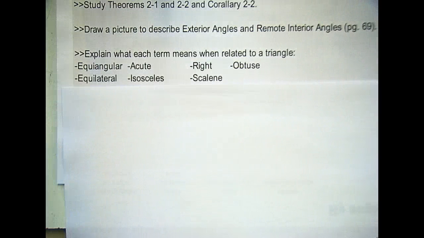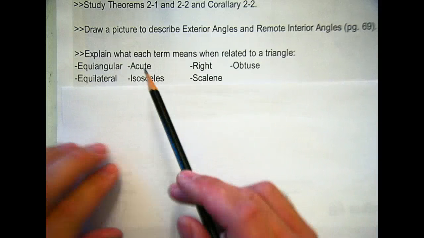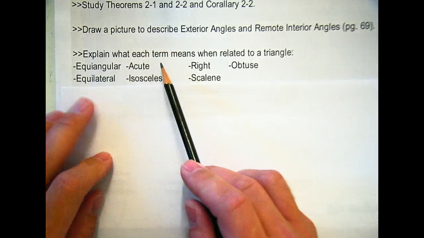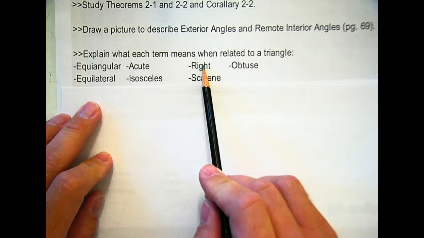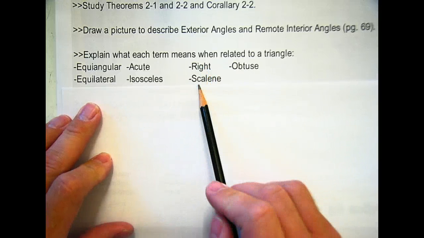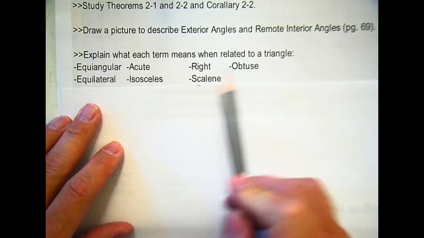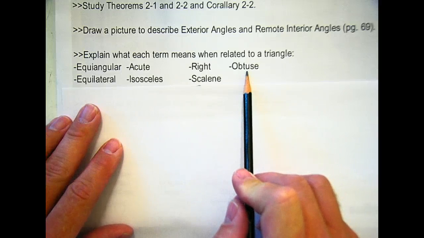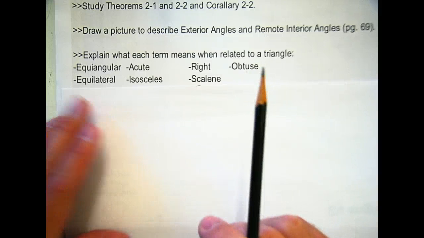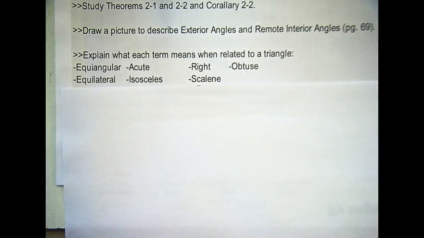How many have equilateral? Who has equiangular on their list? Equiangular is not one we get too often. How about acute? How many put acute? Okay. How many put isosceles? How many put right? Hey, that's right. How many put scalene? How many put obtuse? How many put something else? Triangle? Wow. Chase, what do you think? Never mind triangle, all right. What did you guys get?